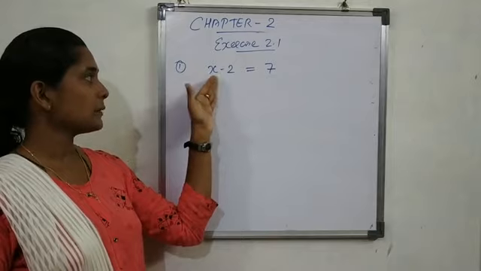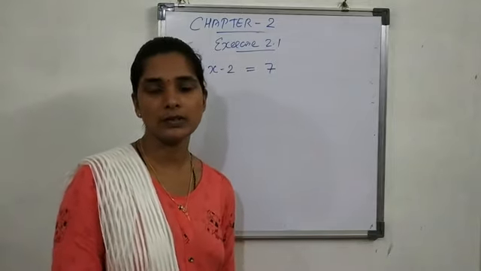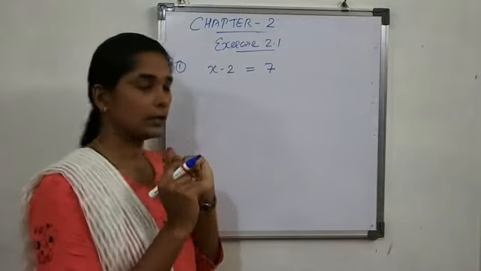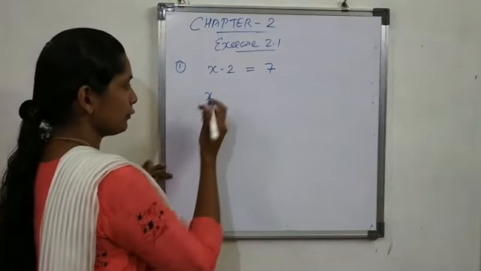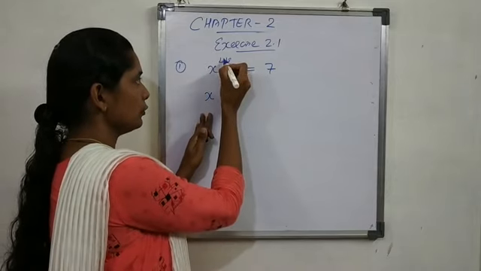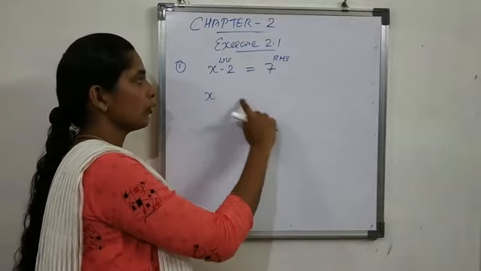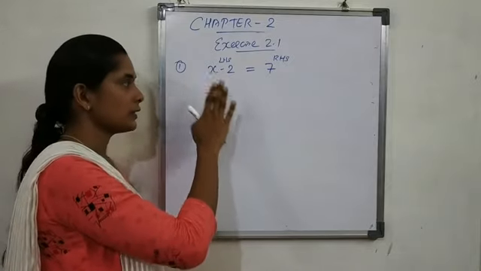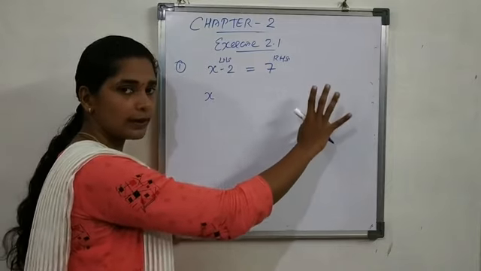To do the exercise, this is 2.1. First one is x minus 2 is equal to 7. We have to solve this equation, that means we have to find the value of this variable x. First we have to find x, therefore keep x on the left side and move all the constants to the right side.